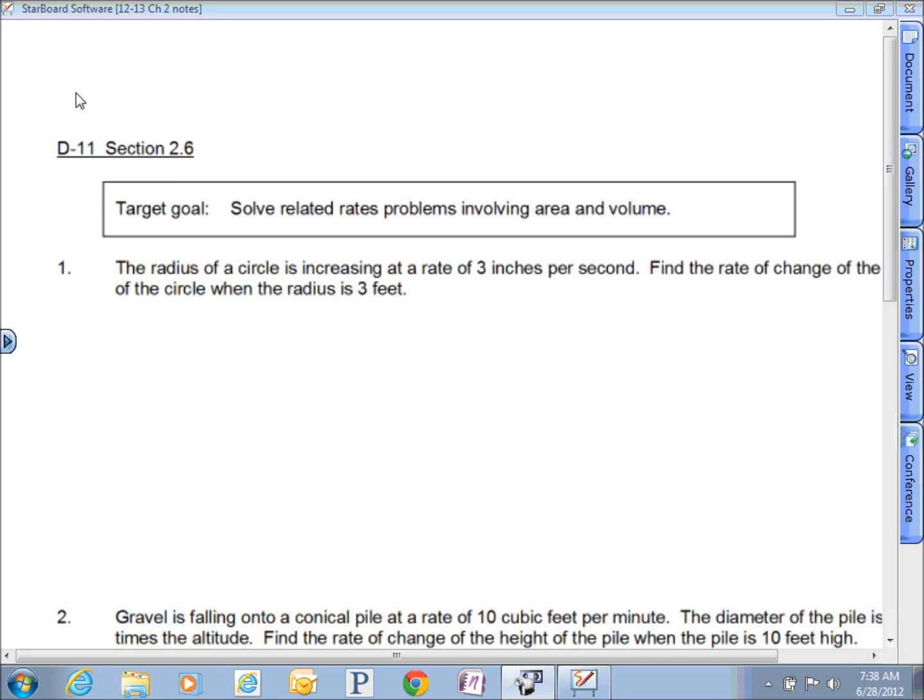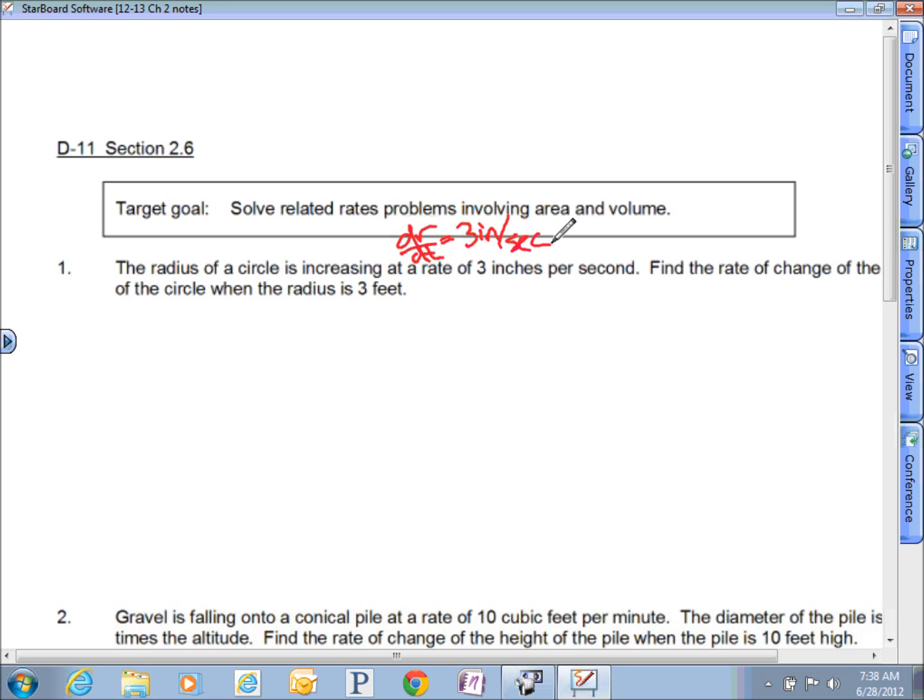Advancing what we know about related rates, we're going to look at some problems involving areas and volumes here. So grouping them together: the radius of a circle is increasing at a rate of 3 inches per second. Let's translate. Radius of a circle, let's use r. So increasing at 3 inches per second, I would say dr/dt is 3 inches per second.